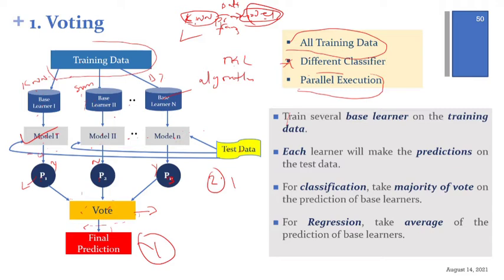So multiple people, several teams, can develop different base learners, and then they can come together later to combine the results of their individual base learners so that they can hopefully have better results. The procedure has been summarized here: you train several base learners on the training data, and each learner makes predictions on the test data. For classification, you take the majority of votes on the predictions of the base learners, whereas for regression, you take the average of the predictions of the base learners. These are the unique ways that the voting type of ensemble is done. I hope that is clear to everybody.